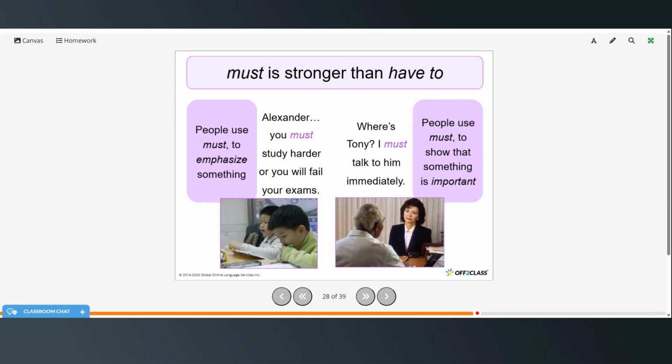Now, must is stronger than have to. People use must to emphasize something. Alexander, you must study harder or you will fail your exams. People use must to show that something is important. Where's Tony? I must talk to him immediately.